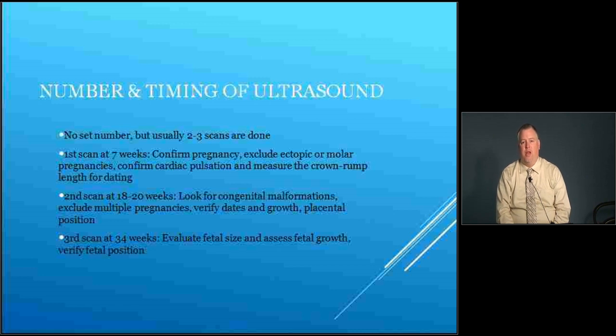Talk about the number and timing of ultrasounds during pregnancy. There's no set number, but typically you're going to see 2 to 3 scans done during pregnancy. The first scan is usually done around 7 weeks, and that's to confirm the pregnancy, to exclude ectopic or molar pregnancies, and to confirm cardiac pulsation and measure the crown rump length for dating purposes.